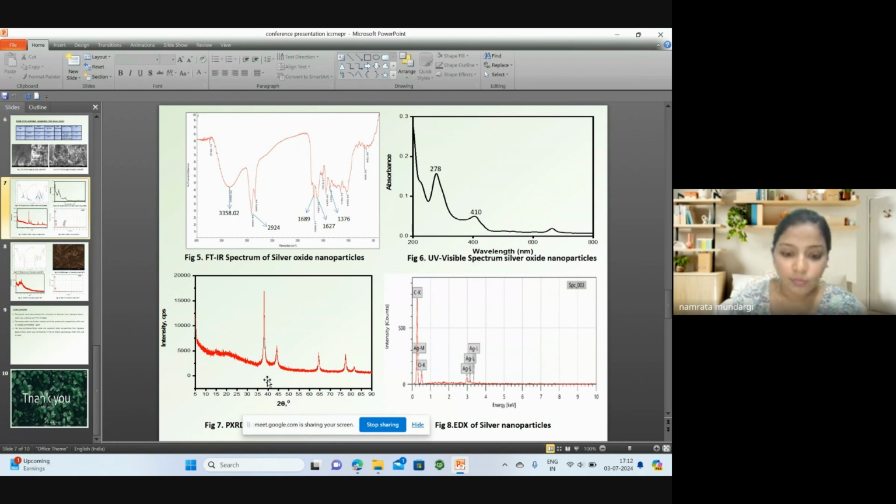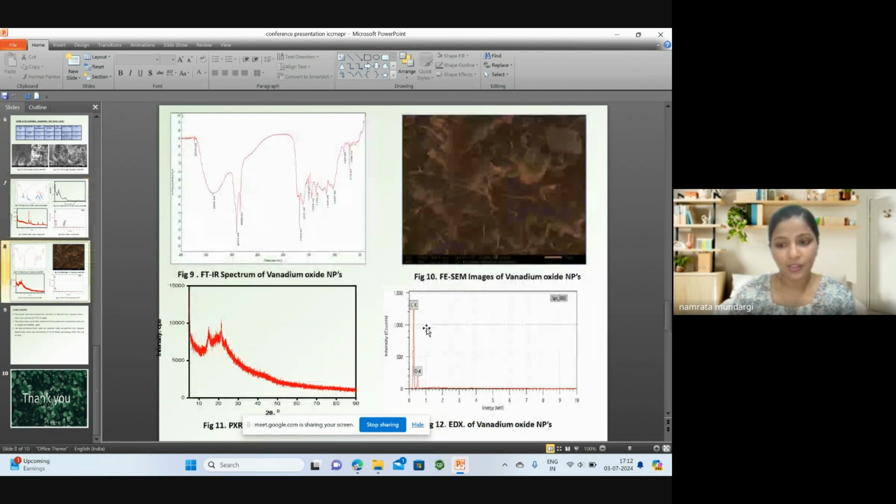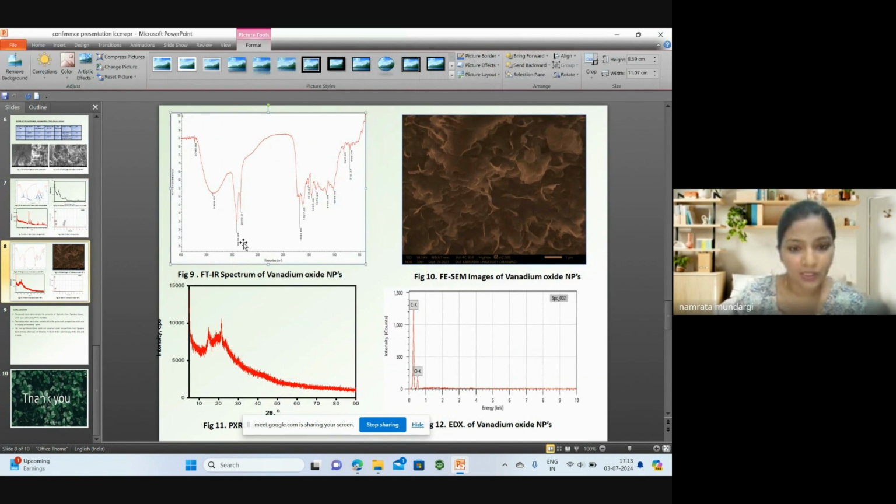Okay, Bragg's angle we have observed at different 2 theta angles with respect to the intensities, whereas in case of EDX we can confirm the formation of silver, and carbon and oxygen atoms are present. In case of FTIR of vanadium nanoparticles, we have observed the phenolic OH at 3390 per centimeter, whereas 2819, 1376 and 719 represent the vanadium and oxygen bonding.